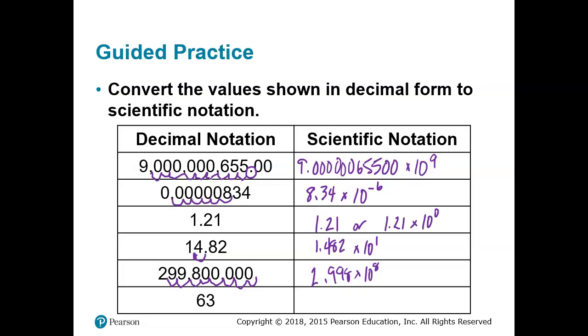The last one we could probably leave as 63, or if we had to turn it into scientific notation, be very similar to the one just above it. We move that decimal 1 spot to the left, so it's 10 to the first. All right, any questions with scientific notation before we talk about sig figs?